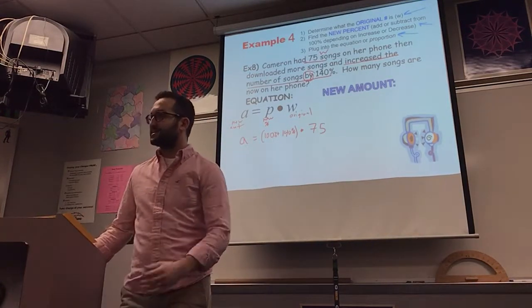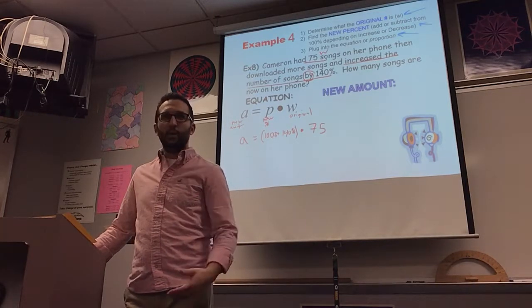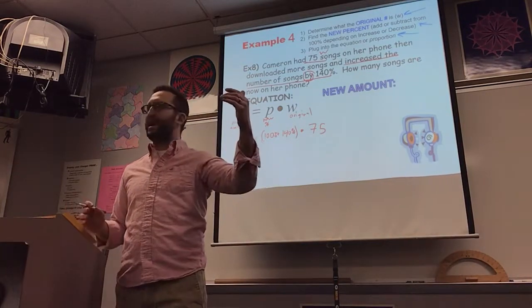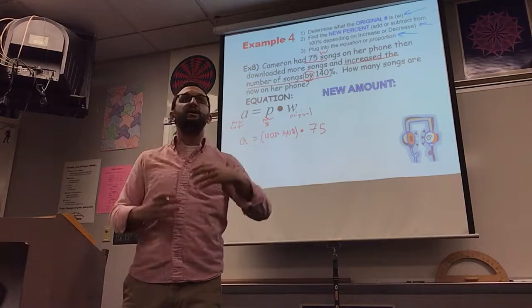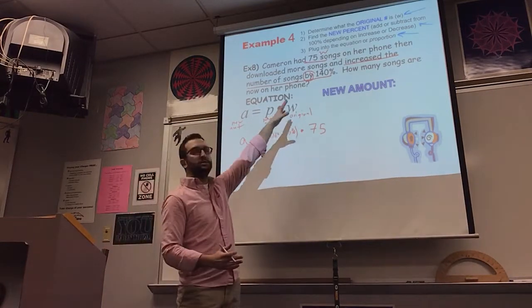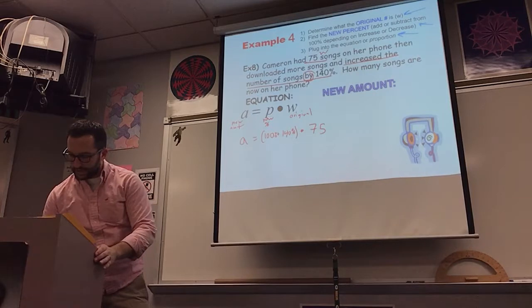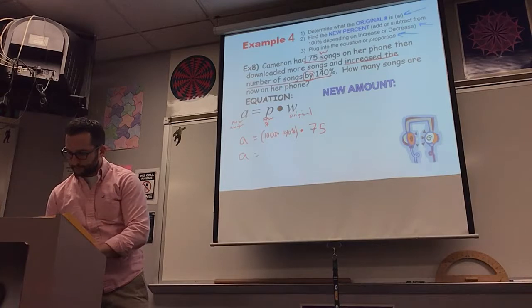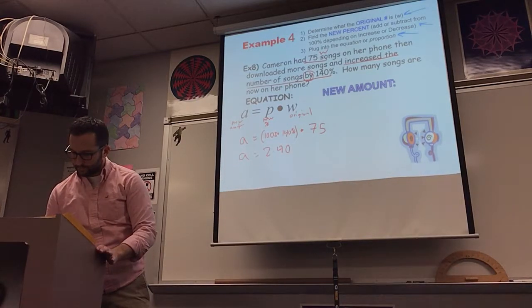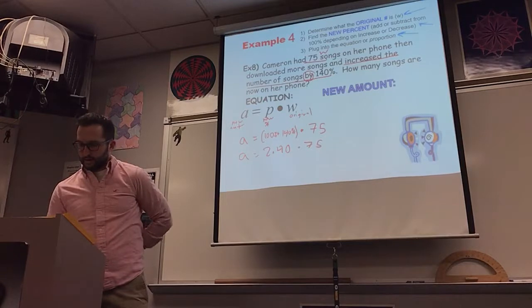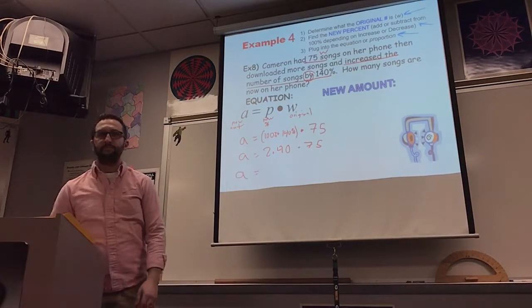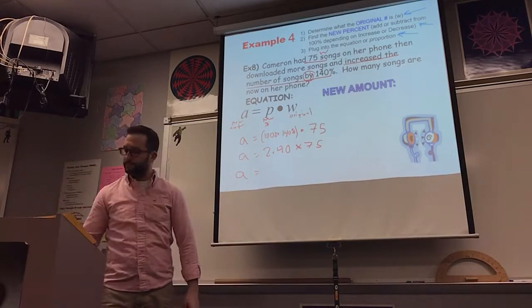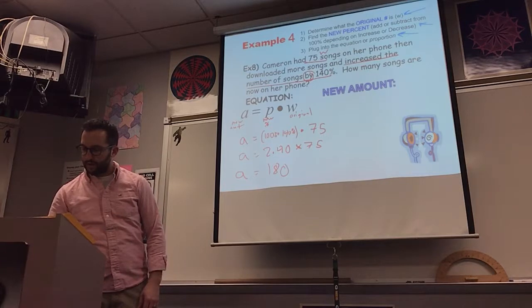Guys, this is just like tax. Don't we add tax to 100%? Why? Because we're increasing how much we have to pay by 7%. So what are we going to pay? 107%. Here we're increasing the songs by 140%, so the actual percent is going to be 240%. And tell me what that answer is. I'll put a little X here to make it easier to see. Yep, 180. So the new amount is 180 songs.